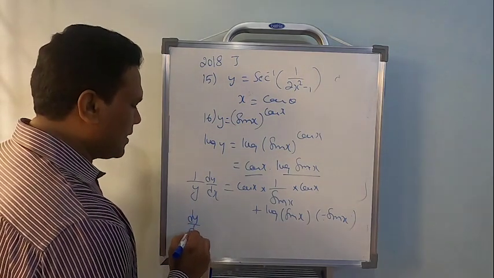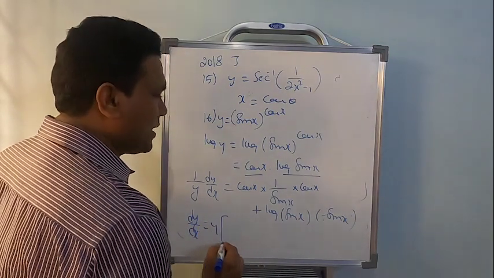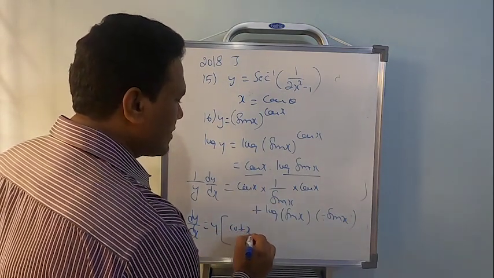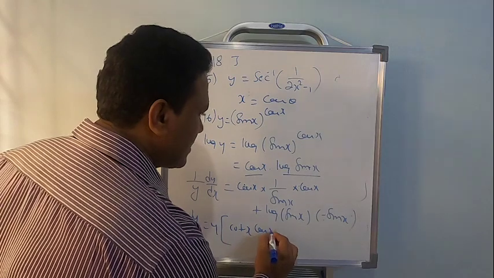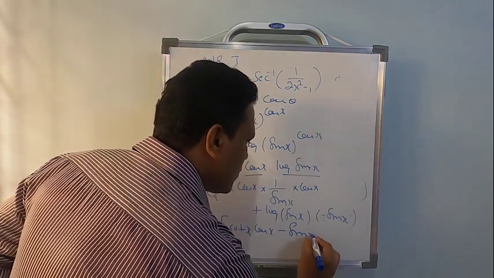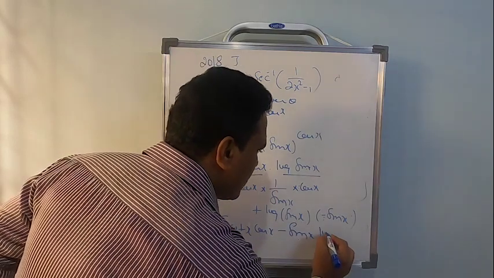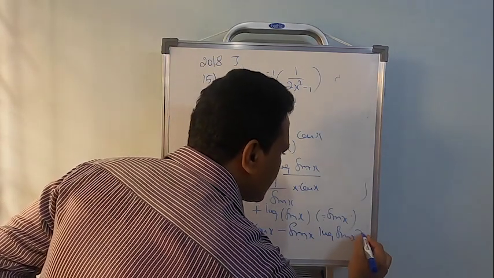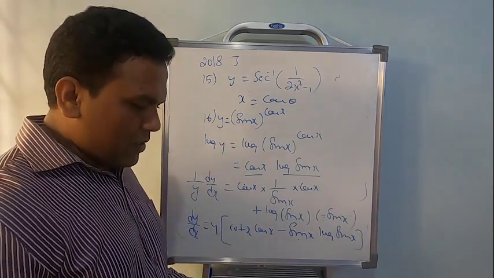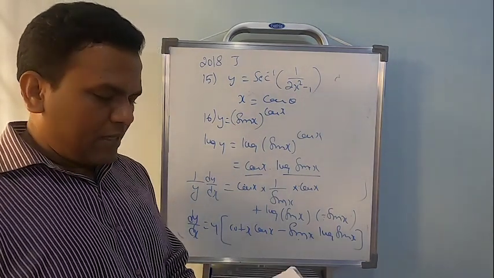So this further can be written as dy by dx equal to y multiplied by cos x by sin x. Cos x by sin x will be cot x, and retain this cos x as it is. So we have a minus sign, so plus into minus will be minus. So first this sin x I am going to write, then log of sin x. So replace the value of y in the last step. So these are the two problems in 2018.